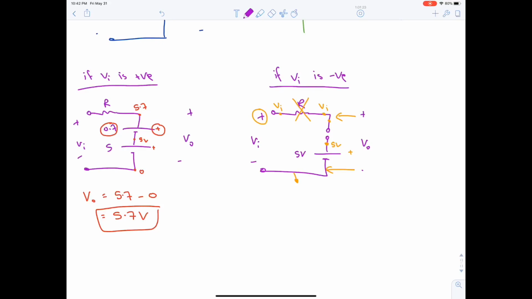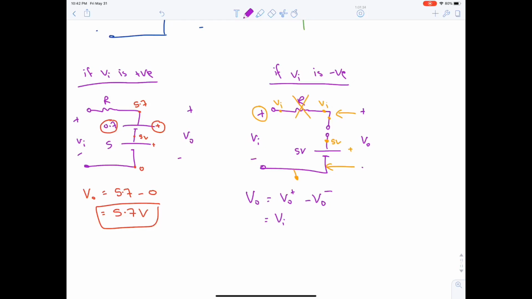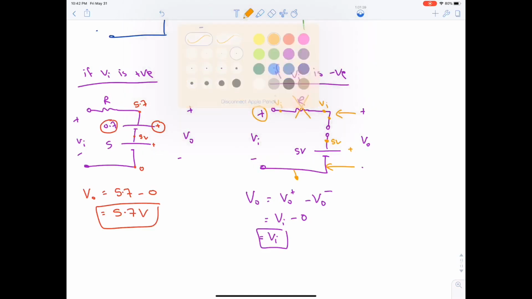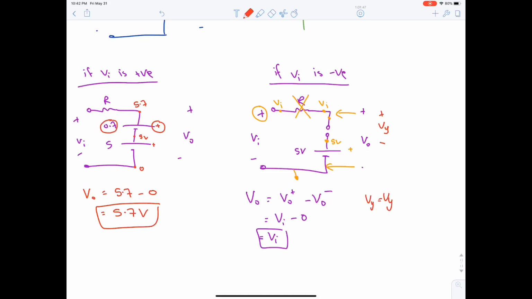No. So V output in this case is VO plus minus VO minus. So it will be VI minus 0. So it's VI. If I asked you what is the voltage drop between this point and this point, let's call it VY, then it will be VY positive minus VY negative. VY positive is VI and VY negative is 5. So this will be the answer. Okay. That's just a side note.